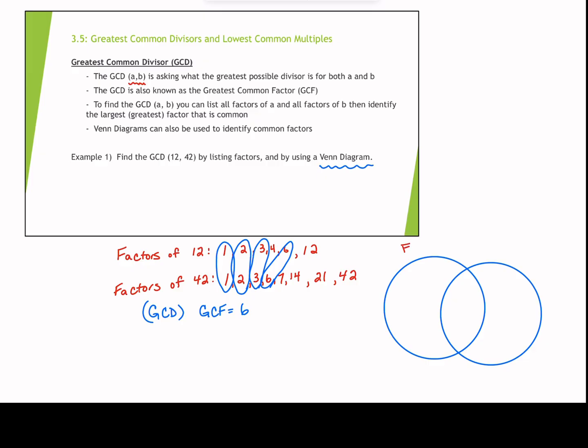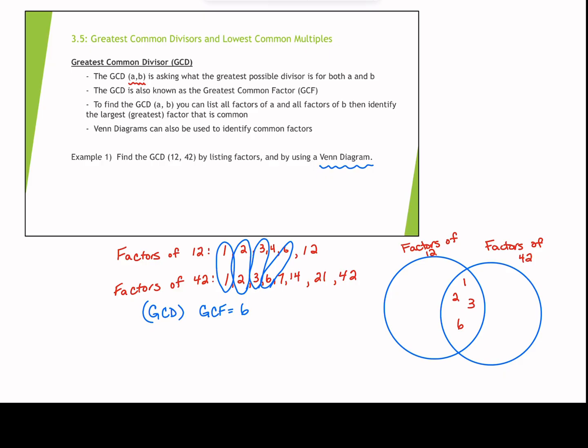If we show factors of, let's say, 12 on the left-hand side, 1, 2, 3, 4, and 6 are all common. So we want to make sure that that is in the intersection space between these two. So we've got 1, 2, 3, and 6 in the intersection between factors of 12 and factors of 42.